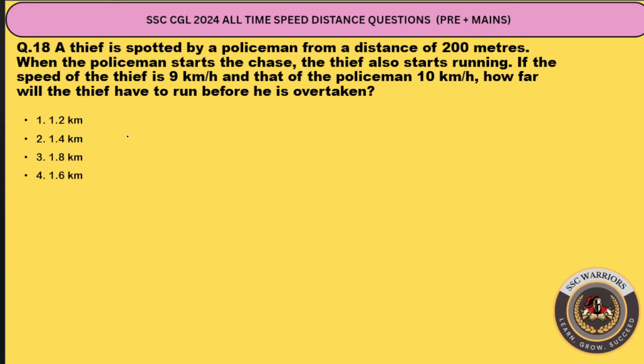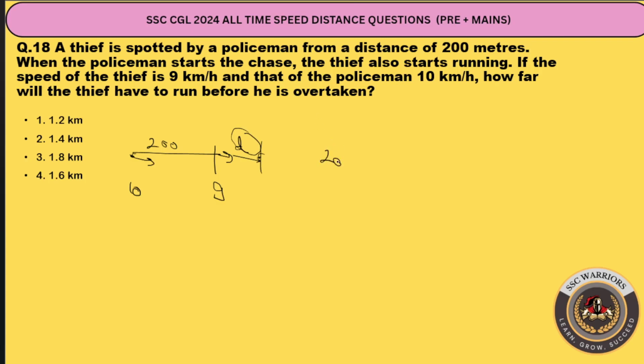Next, the thief is spotted by a policeman from a distance of 200 meters. When the policeman starts the chase, the thief also starts running. So the thief started running from here, the policeman started running from here. If the speed of the thief is 9 km per hour and that of the policeman is 10 km per hour, how far will the thief have to run before he is overtaken? We know that at some time they both will meet. So let this distance be d. This is what the examiner is asking.